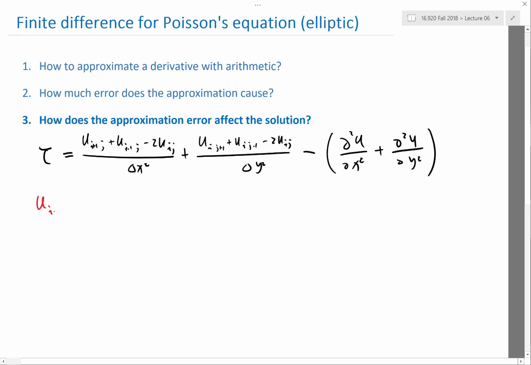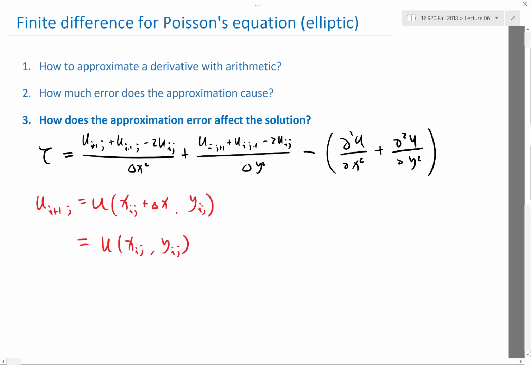So for example, ui plus 1j is equal to u of xij plus delta x, and also yij. That's what we mean by u of i plus 1j. And now we expand this around xij, yij. That's what we choose to expand our terms around.